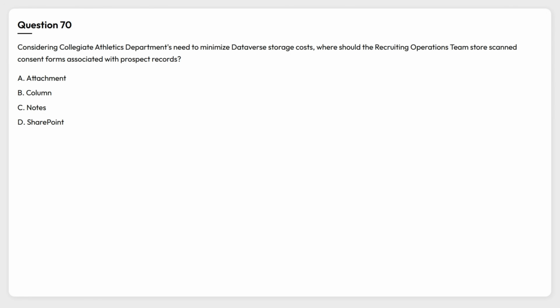Question number 70. Considering collegiate athletics departments need to minimize Dataverse storage cost, where should the recruiting operation team store scanned consent forms associated with prospect records? Option A, Attachment. Option B, Column. Option C, Notes. Option D, SharePoint. The correct answer is option D, SharePoint.